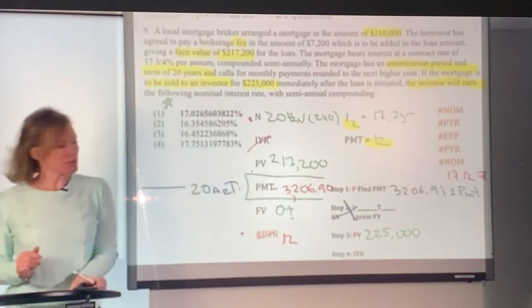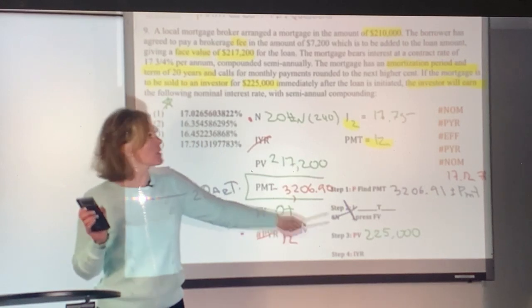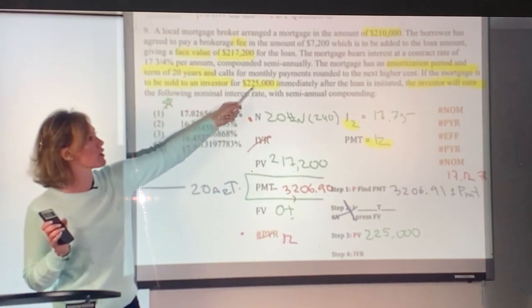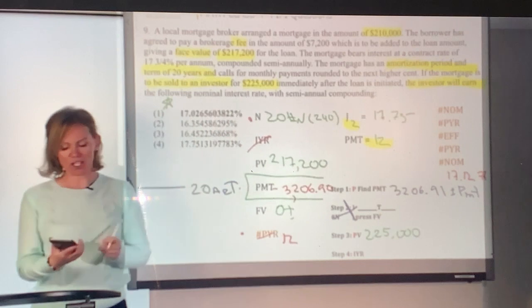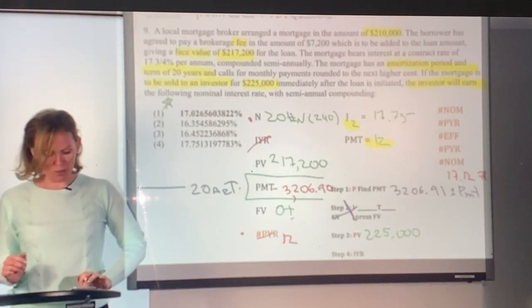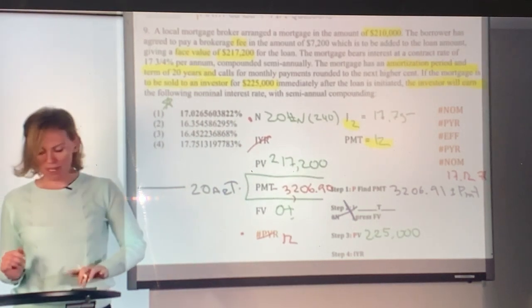Okay? So after you found the payment, then you move on to step number 3. And because the question talks about the investor who bought it from you for $225,000 and what's his yield on his money, this is what you're going to do. You're going to put $225,000 as a new PV. So press $225,000 and then press PV. Make sure you press that PV.